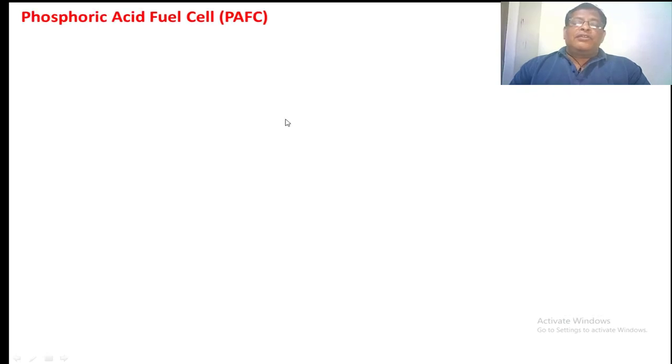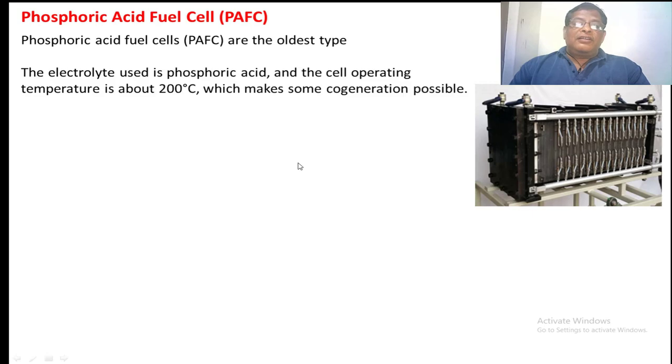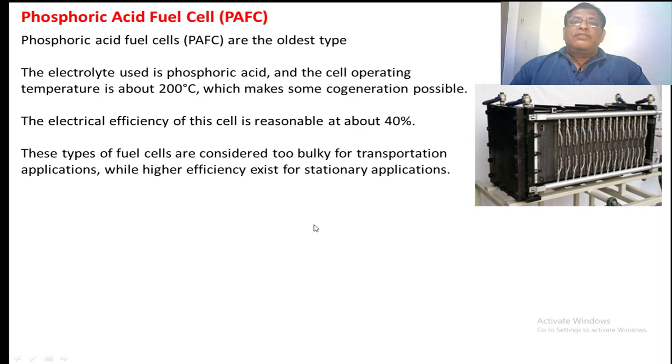Phosphoric acid fuel cell. It is the oldest fuel cell. It operates at nearly 200 degrees. Because of this high temperature, we can go for cogeneration also. The electrical efficiency of this fuel cell is 40%. This type of fuel cell we are using for bulky transportation. Higher efficiency exists for stationary application.